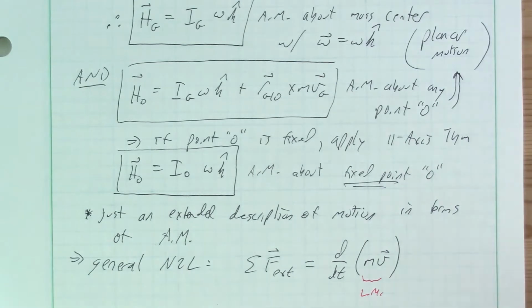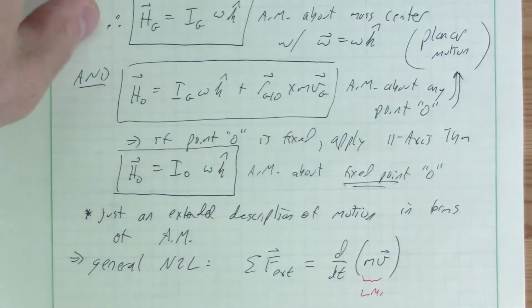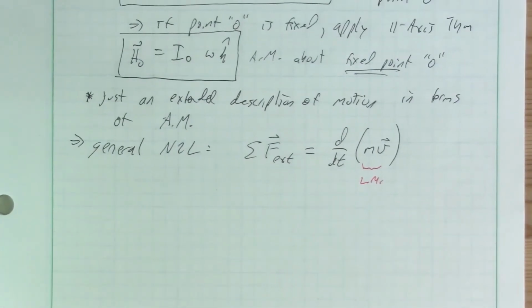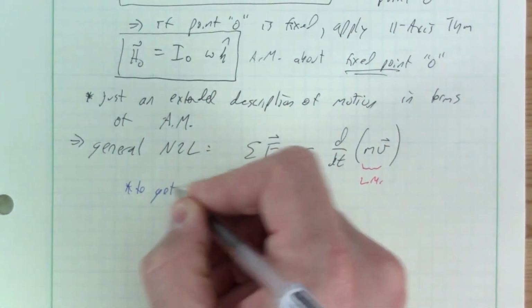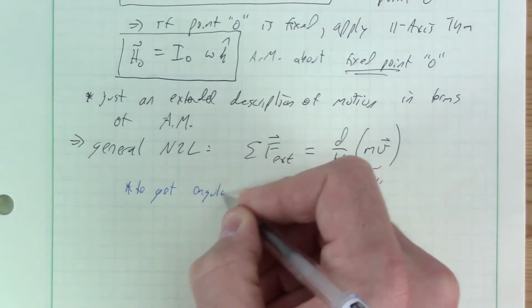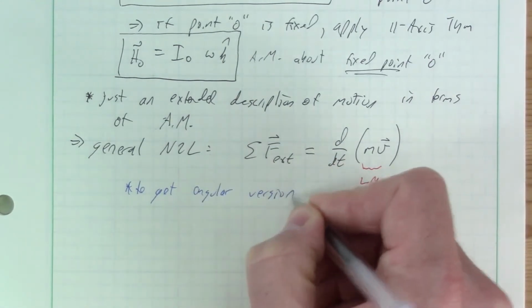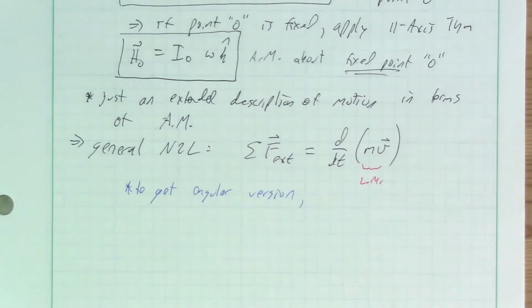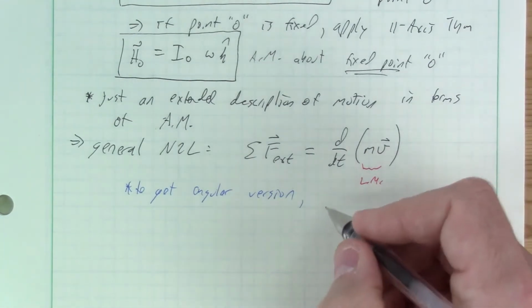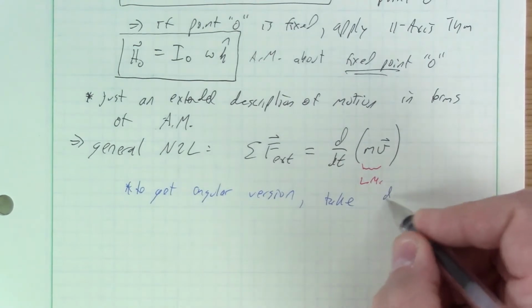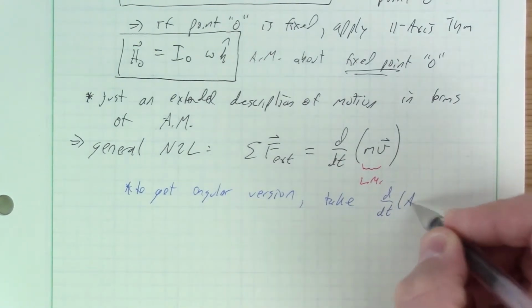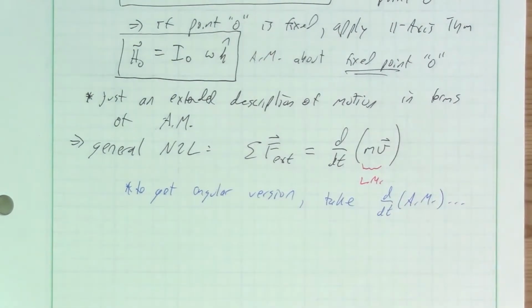Okay? To get to the angular or rotational equation of motion, it's an equation of rotational motion. So to get the angular version of this description of motion, and Newton's second law basically in an angular sense, we then need to take the time derivative of angular momentum. So how do we do that?